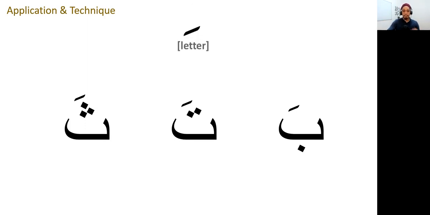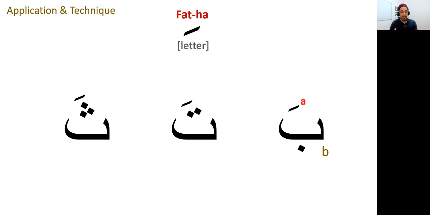Okay. So the dash on top is called a fatha. We agreed. Fatha. So the sound of the letter ba is b. We're all in agreement with that. And the sound of this dash on top, the fatha, is a.